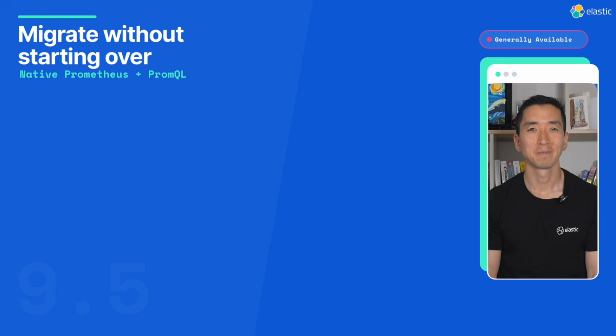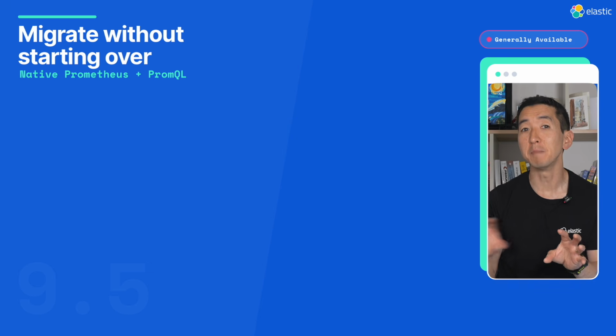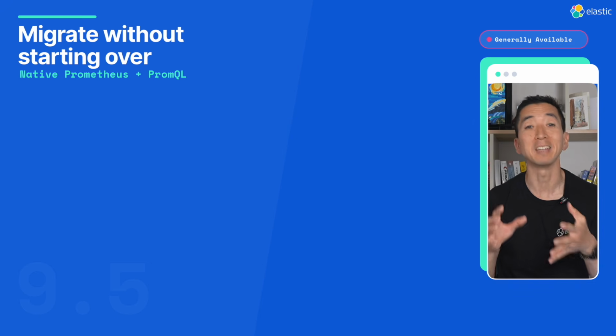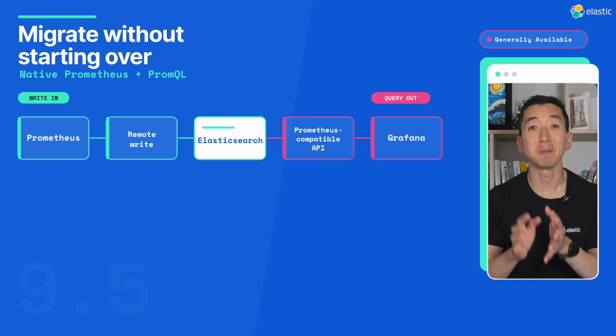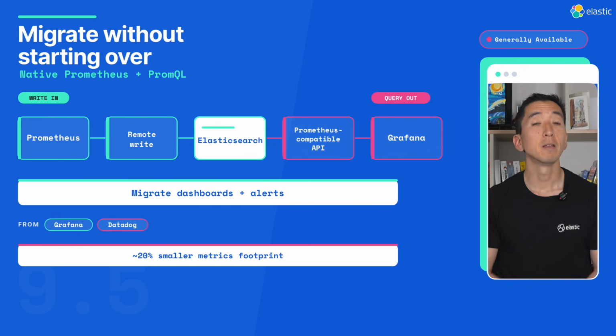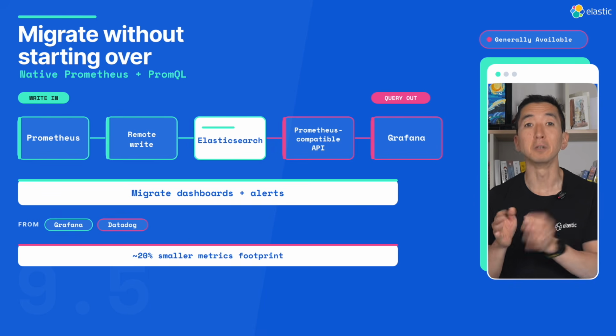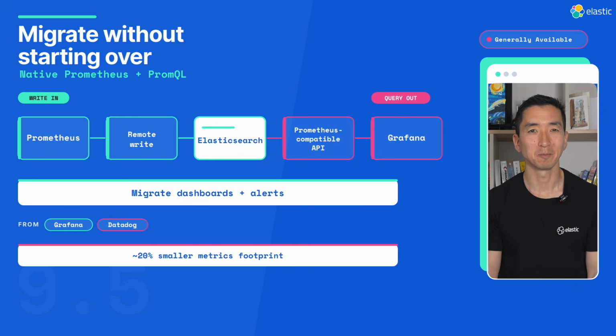Elastic's native Prometheus remote write endpoint and PromQL support are now generally available. If you already use Prometheus and Grafana, this matters because moving your metrics doesn't have to start with rewriting every query and every dashboard. Prometheus can remote write metrics directly into Elasticsearch, and Grafana can query them through a Prometheus-compatible API. There's also a new GA migration tool for bringing Grafana and Datadog dashboards and alerts into Elastic.